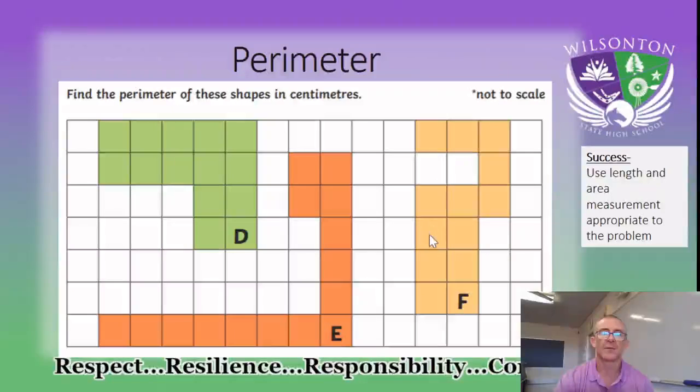Moving on. Okay, I've got 3 for you to do it by yourself now, D, E and F. So same thing, you're going to count the distance around the outside of that shape. You're finding the perimeter. Away you go.